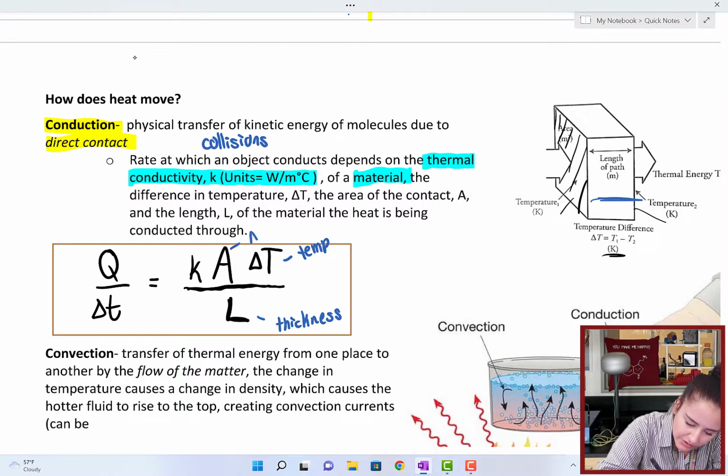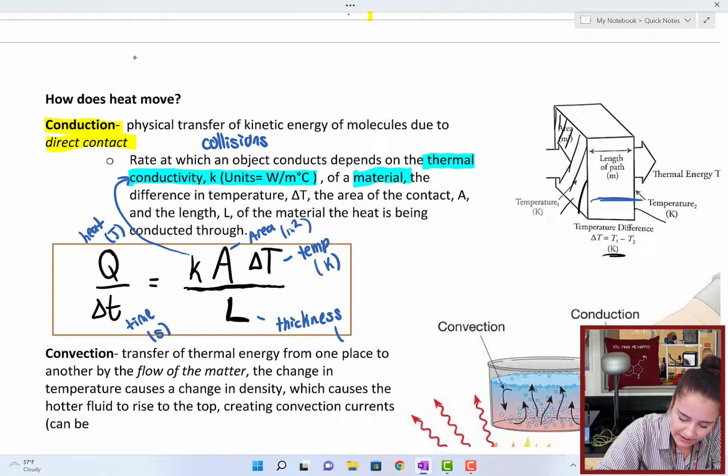Temperature, A is for area, k is for that thermal conductivity constant, Q is for heat, t is for time. Remember, heat is in joules and time is in seconds. Area will be in meters squared, temperature in Kelvin, and thickness in meters.